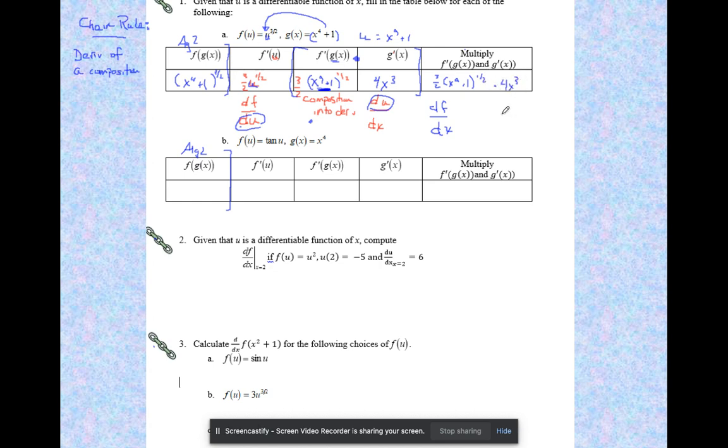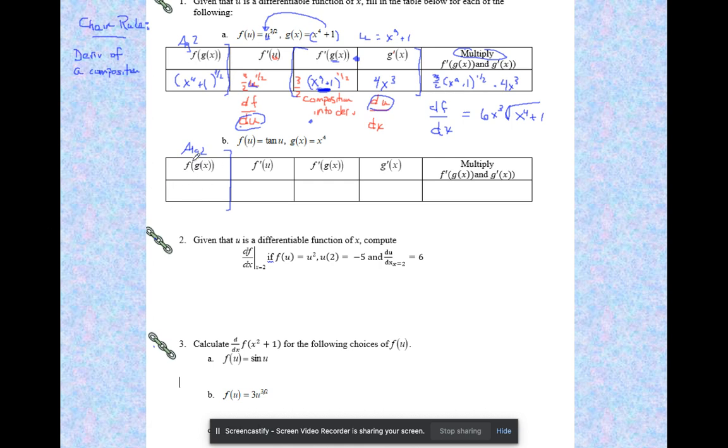And of course, I would probably clean that up. 4 over 2 is 2, so that would be 6x cubed times the square root of x to the 4th plus 1. The chain rule is a product, and it is a product of two derivatives, really, but it is one derivative. It is the derivative of the outside function with the inside function plugged in, multiplied times the derivative of that inside function.